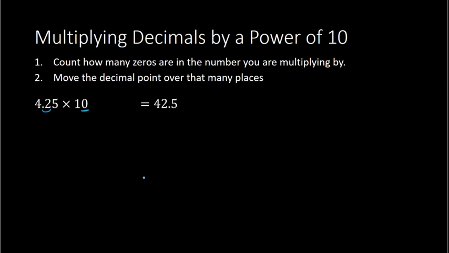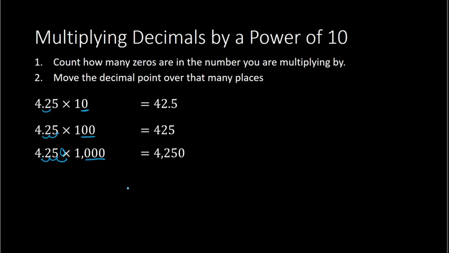Now if we had the same number and we multiplied by 100. Here there are 2 zeros after the 1. So I move the decimal point over 2 places. So 1, 2 over after the 5 to get our answer of 425. Now if we multiplied by 1000, there are 3 zeros. So I move the decimal point over 3 places. So it goes 1, 2, then we have to add a 0 at the end to move it over a third place, and that gives us 4,250.